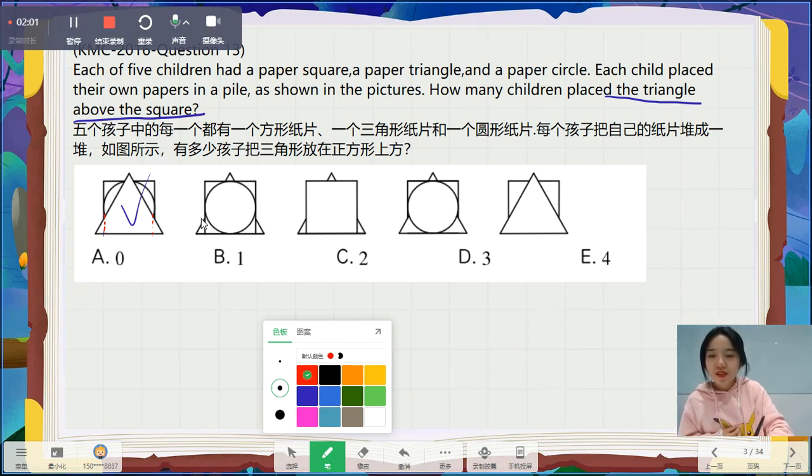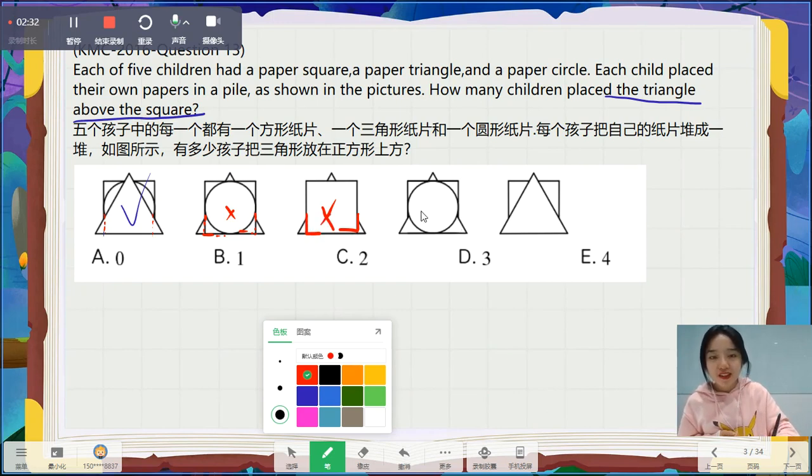Let's see the second one. In the second one, we can see the 2 bottom corners of the square, so it means the square is on top of the triangle. This doesn't satisfy the requirement. Let's see the next one. Also, we can see the 2 bottom corners of this square, so that means it's on top of the triangle. So give it a cross.